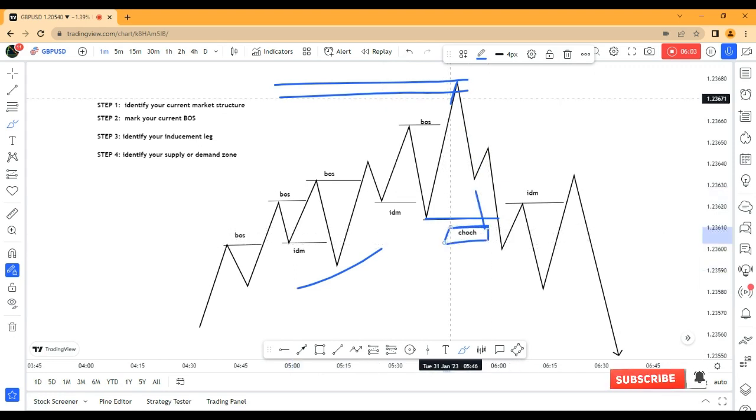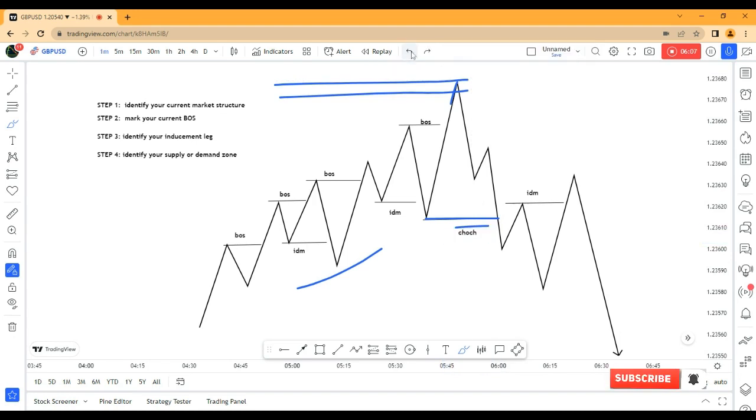CHoCH simply means a change of character. That's a change of character, and a change of character is information given to traders for them to know, or a signal, that price will be changing from a particular direction to a new direction.